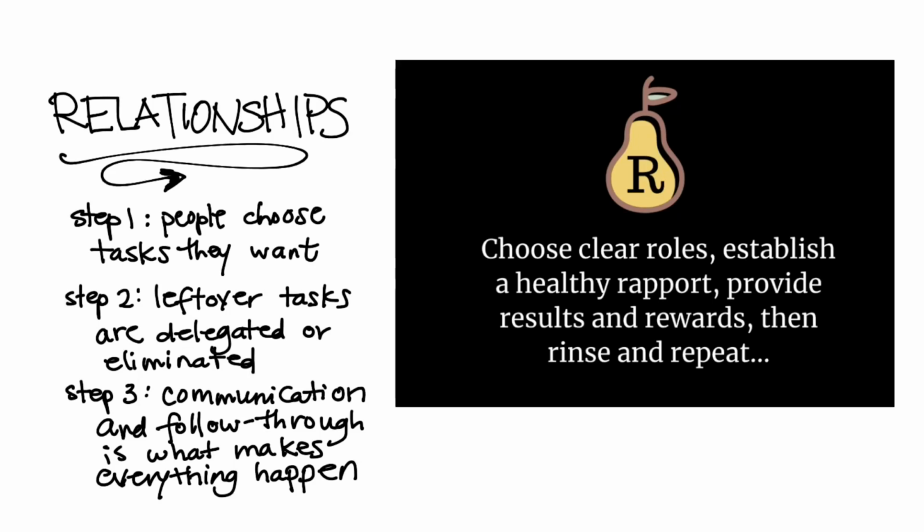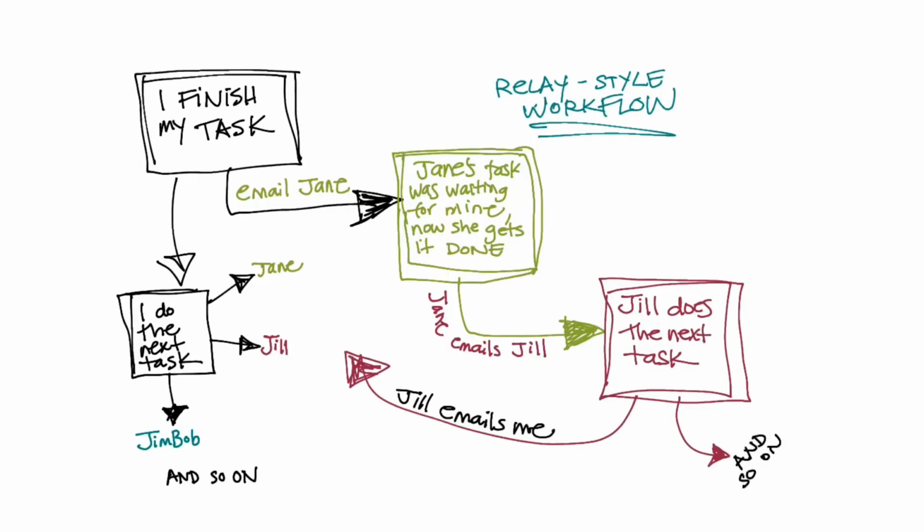Step number 3 is communication, follow through. That's what makes everything happen. As I said at the beginning of this video, if you don't follow through, your project can't really happen. Sometimes people are waiting on the next person to get the job done, and that's actually a really nice way to set up your communication network. You can do a relay style workflow like this.